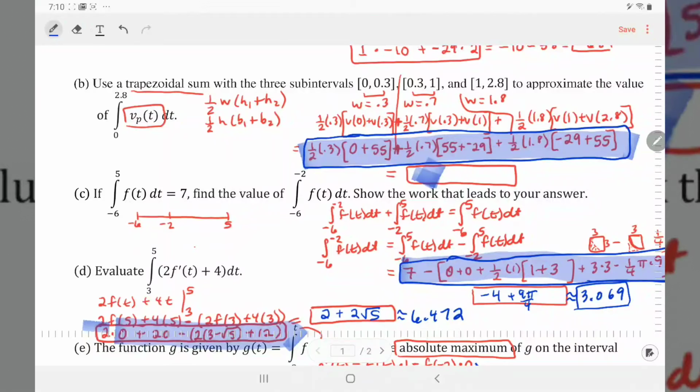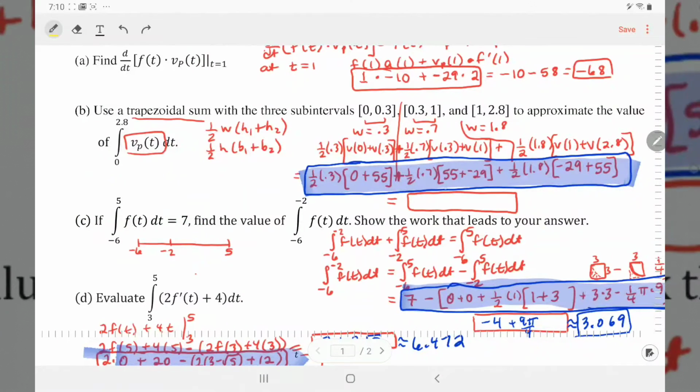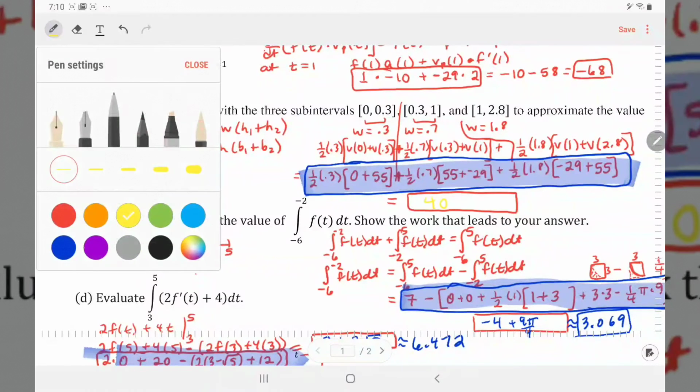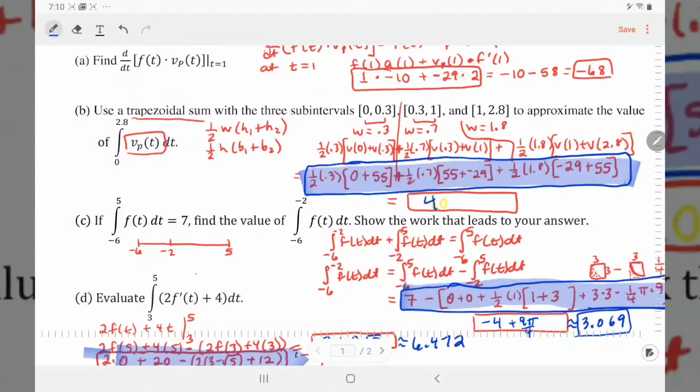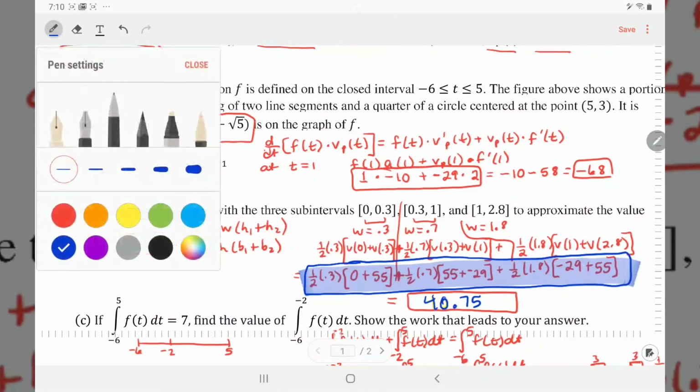This is 40. Oops, we don't want yellow. So this is 40.75 if you typed it in, but I'm suggesting that you don't type it in. And the same thing over here. Our answer should just be this part. We should not work it out. And that's it. Okay, so that's it for this question.